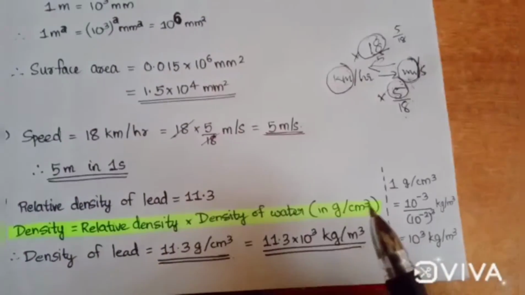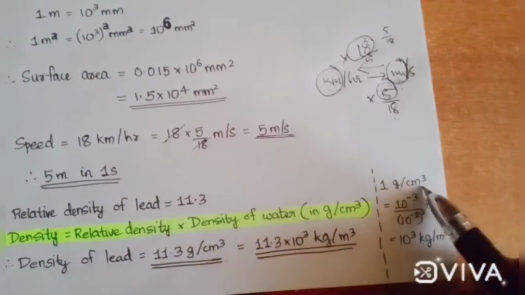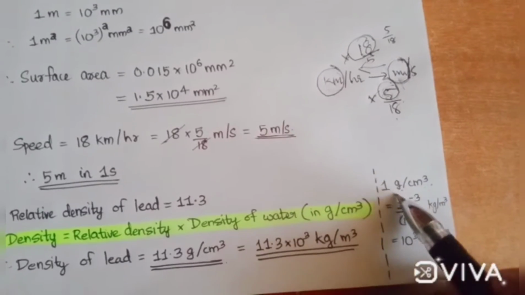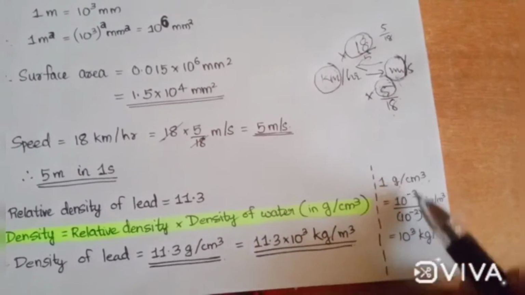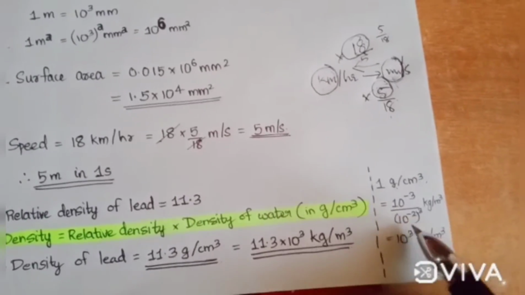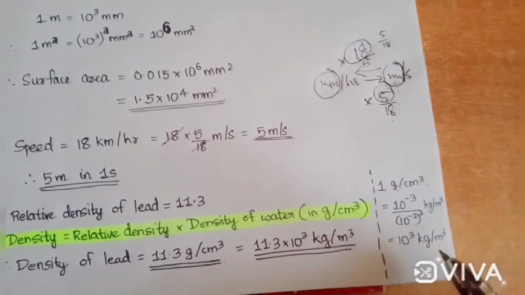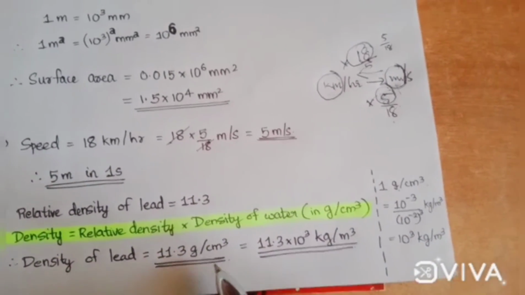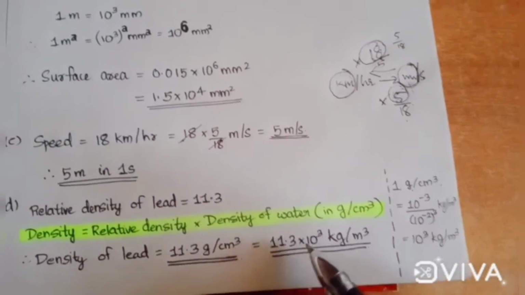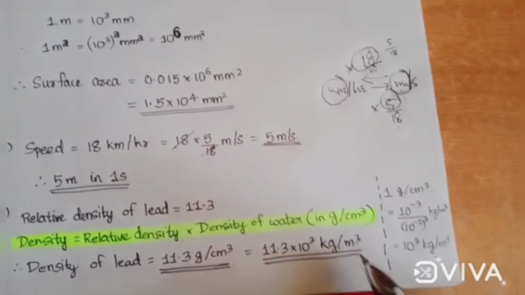We have to find it also in kilogram per meter cube. For that, we have to convert 1 gram per centimeter cube to kilogram per meter cube. 1 gram is equal to 10 raised to minus 3 kilogram and 1 centimeter is equal to 10 raised to minus 2 meter. Therefore, 1 centimeter cube is equal to 10 raised to minus 2 the whole cube meter cube, which is equal to 10 raised to 3 kilogram per meter cube. Therefore, the final answer is 11.3 gram per centimeter cube or 11.3 into 10 to the power 3 kilogram per meter cube.